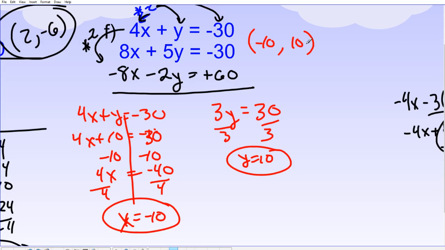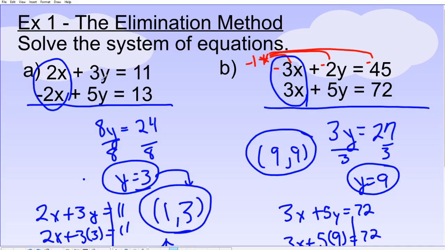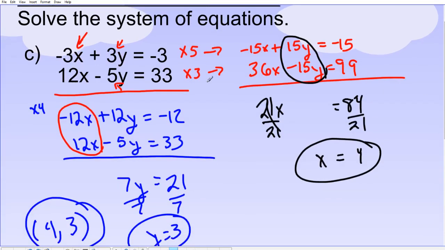Okay. So now we've seen 6 problems of elimination. We've seen problems where everything's lined up and set up perfectly, where they have the same number but the sign's different. We've seen where they're the same number but the sign's not different, and we've seen where we had to multiply by something to make them the same.